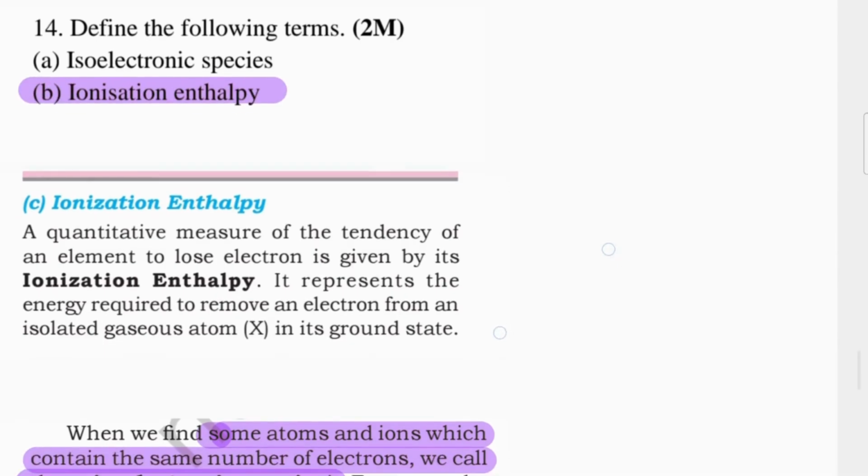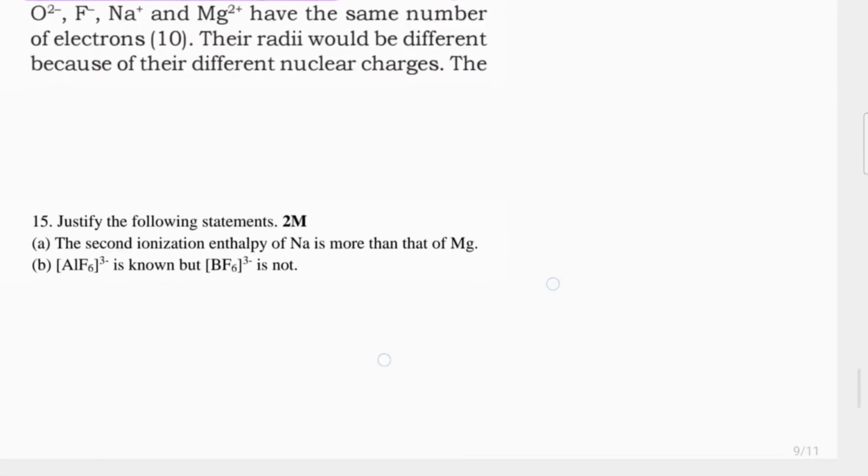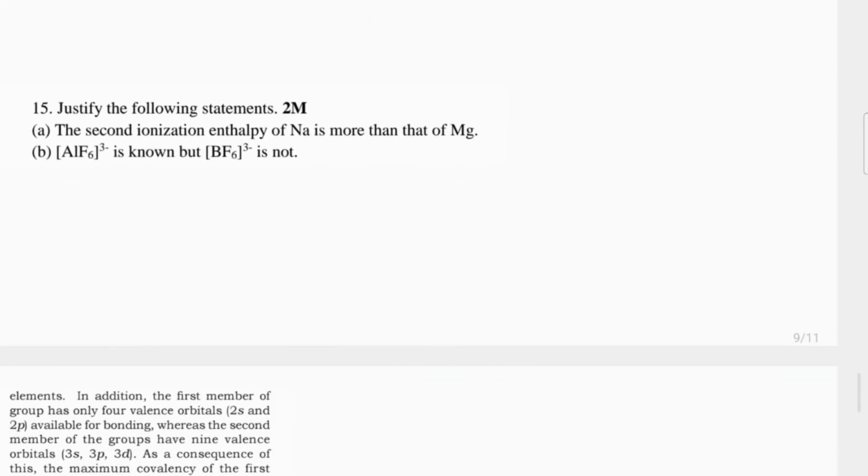ionization enthalpy. Ionization enthalpy, again, this is also a direct question. The energy required to remove an electron from an isolated gaseous atom in its ground state. Each and every word is important. It should be an isolated gaseous atom and it should be in the ground state also. So we have to write the exact statement. Next question, justify the following statement.